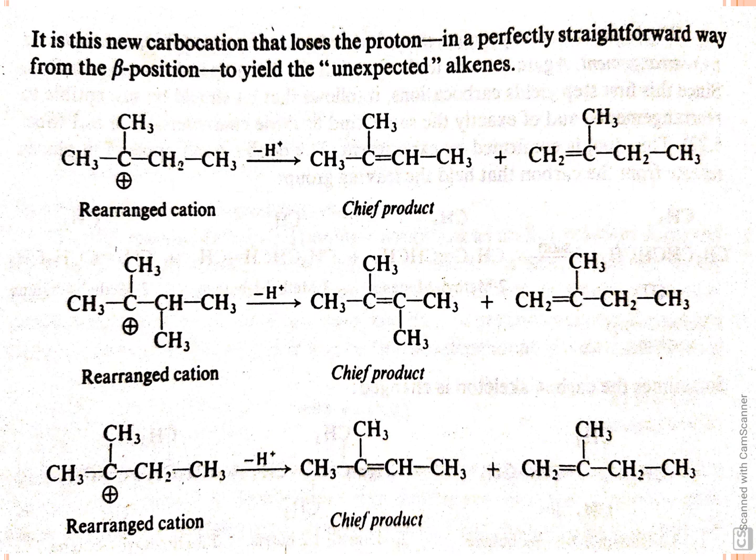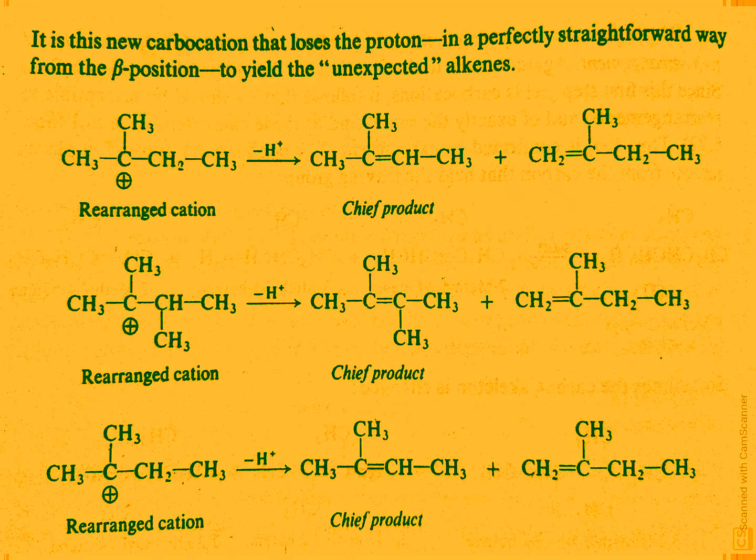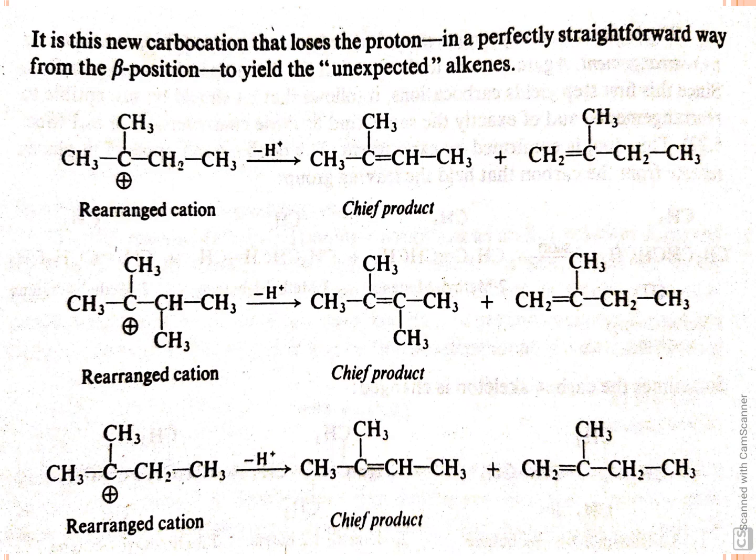So in this new carbocation, the proton is preferably eliminated from the beta position to yield the unexpected alkene. So that's why the unexpected alkene is produced. See this example: the rearranged cation gives the chief product, and the second one was a minor product. And here also, from the above slides, the products of the reaction are discussed here. You can see the main product and secondary product.